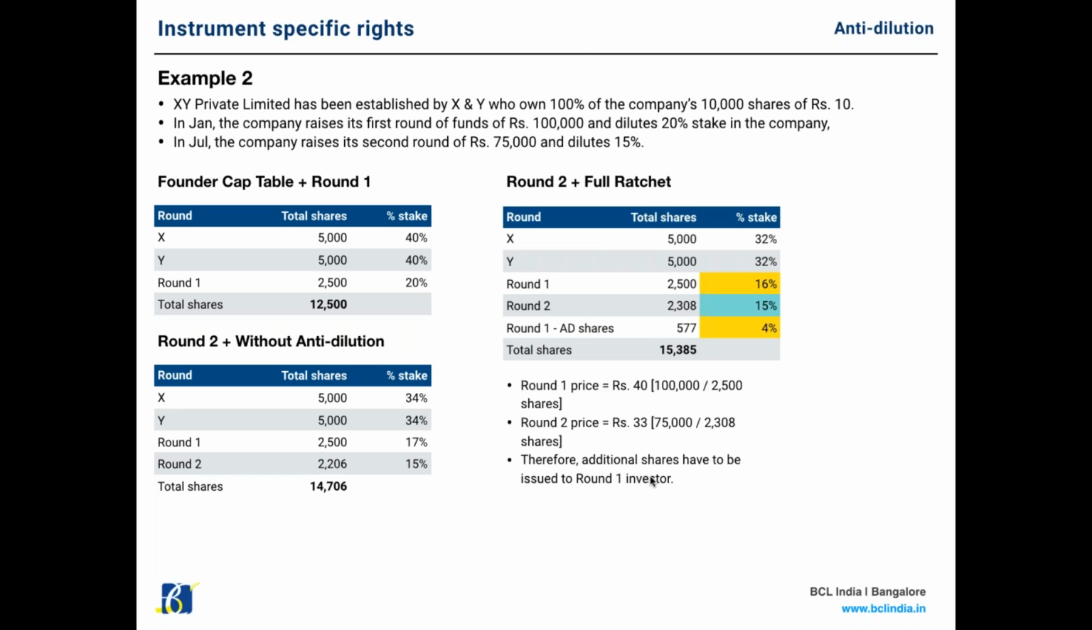And the way we calculate this is that we look at the round one price, which is 1 lakh divided by 2,500, which is 40 rupees per share. Round two price is 75,000 rupees divided by 2308, which is this number, which means that there is a dilution, there is a reduction in the price of shares. And so additional shares will have to be issued to maintain 20% stake. So these numbers, if you see, are very aggressive. The promoters end up diluting, and again, not in favor of the company.